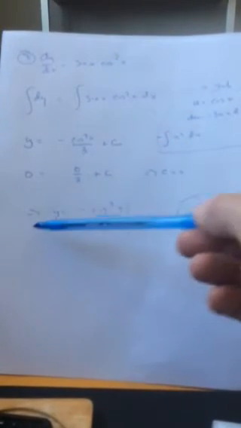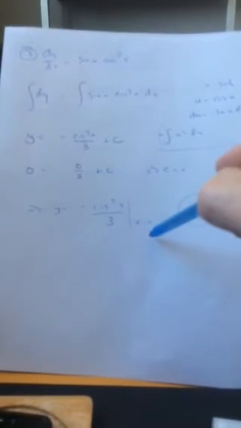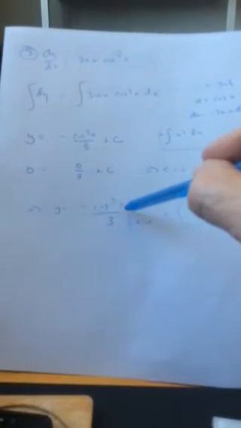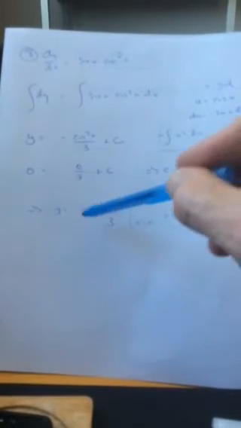All right, plus c. At this point, always use the value they're giving you where they tell you y is 0 when x is pi over 2, so you can solve and get c equals 0. So the specific solution is this. And then they ask you, what about when x equals 0? Cosine of 0 is 1, so it becomes negative 1/3.